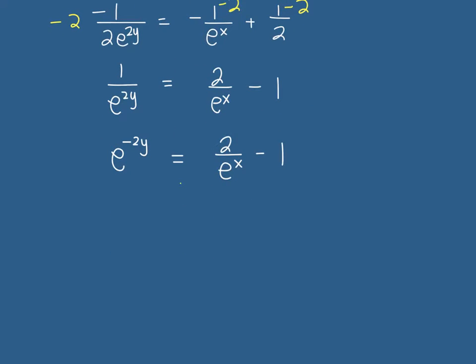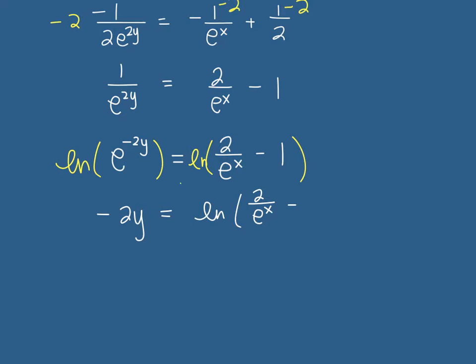Okay, what do I need to do to both sides next to get y by itself? I need to apply a natural log on both sides. So this is heavy on the algebra. When I apply the natural log to e to the negative 2y, I just get negative 2y. And then the natural log is around the entire quantity, 2 over e to the x minus 1. And then the last thing would be divide by negative 2. So y by itself is negative 1/2 times the natural log of that quantity.